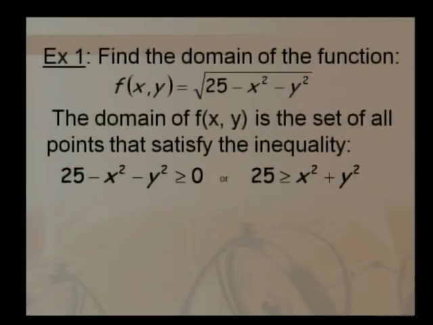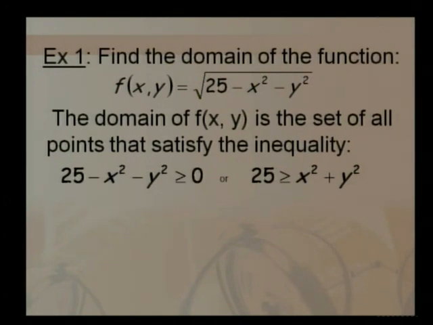Let us find the domain of another function. Here the function is given by f(x,y) = square root of 25 minus x square minus y square. The domain of f(x,y) is the set of all points that satisfy the inequality 25 minus x square minus y square must be greater than or equal to 0, because again a negative number has no real root.